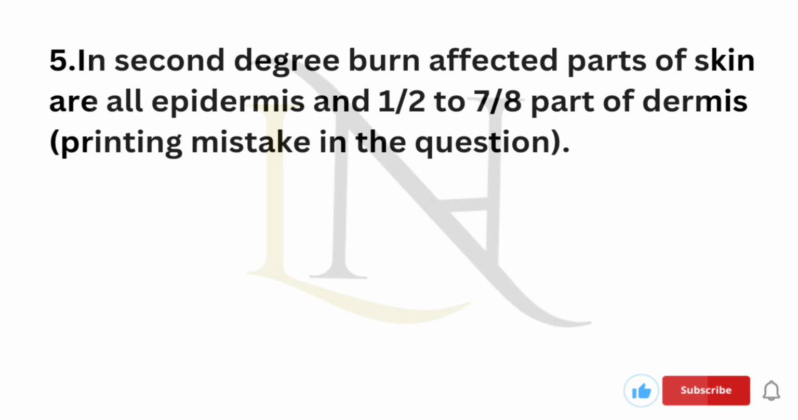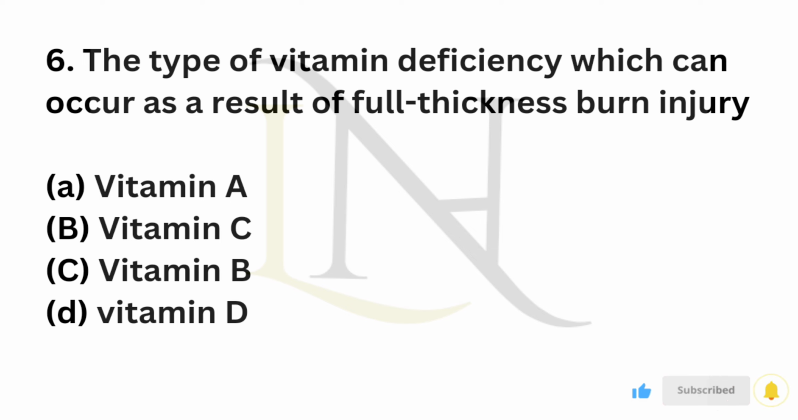Next MCQ. What type of vitamin deficiency can occur as a result of a full thickness burn injury? Option A, vitamin A; option B, vitamin C; option C, vitamin B; option D, vitamin D. Answer is option D, vitamin D deficiency in the case of burn.